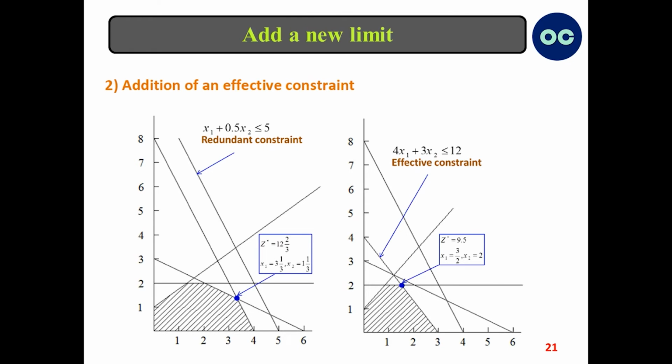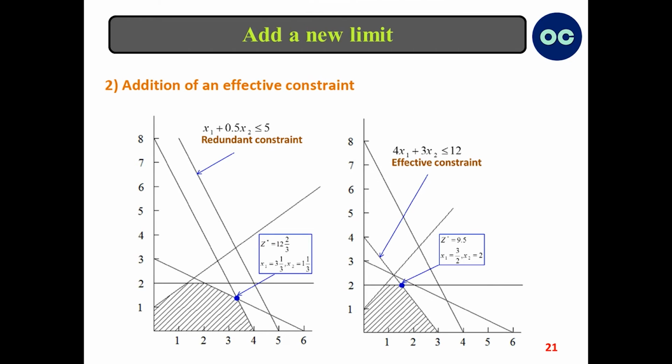Adding an effective constraint. So this is the next part in adding a new constraint. An effective constraint refers to a constraint that has an impact on the feasible region, potentially leading to a change in the optimal solution. For instance, considering the constraint here, this constraint narrows down the feasible region, consequently altering the optimal solution from z is equal to 12.66 to z star is equal to 9.5.